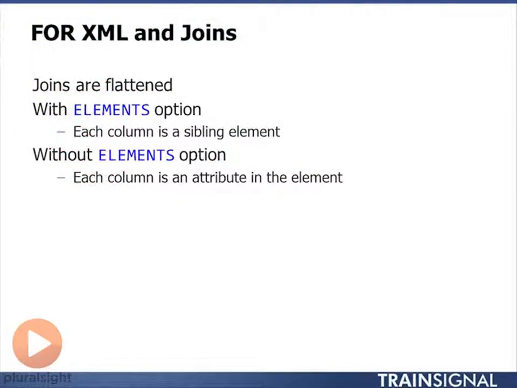Now the question becomes, well, what happens if we want a join? Well, as it turns out, with XML RAW, our joins are going to be flattened. In other words, if we had the ELEMENTS option, then every single column from all the tables that are being joined will become siblings. Without the ELEMENTS, everything's going to become an attribute. Let's see this in action.